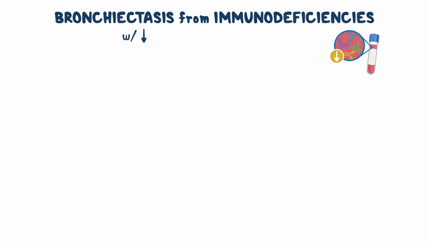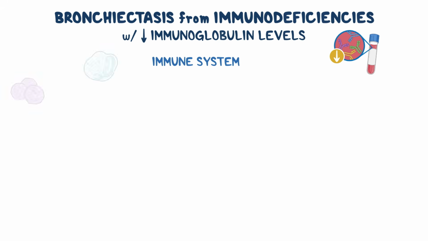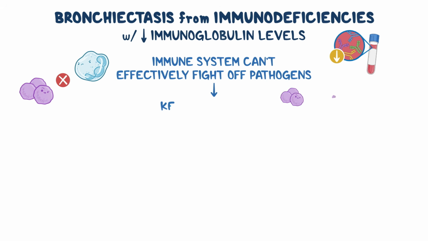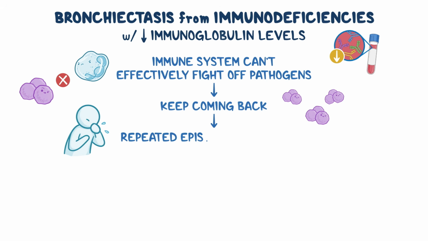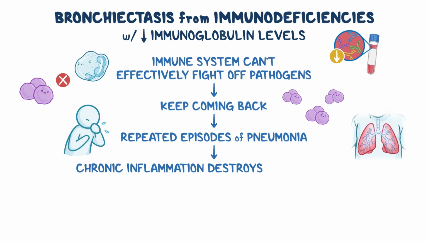Another setting where bronchiectasis can develop includes immunodeficiencies, particularly the ones with low immunoglobulin levels. It might seem surprising, but when the immune system can't effectively fight off pathogens, they keep coming back, causing repeated episodes of pneumonia. Over time, chronic inflammation destroys the small airways, eventually resulting in bronchiectasis.